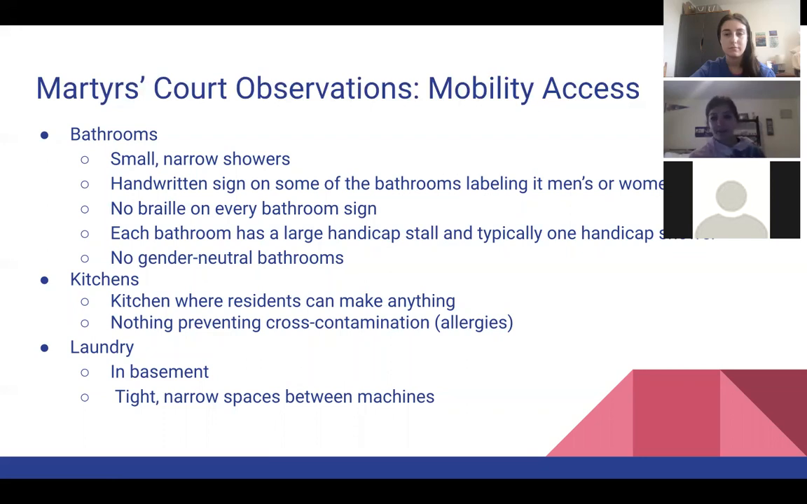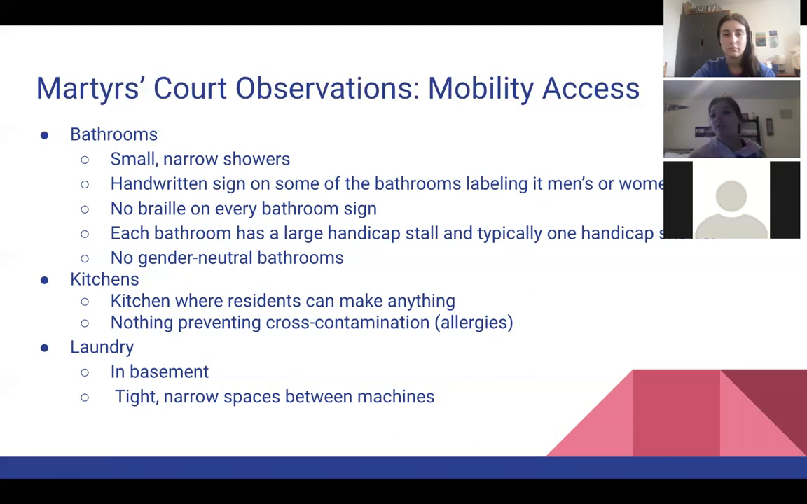The bathrooms themselves are pretty small. The showers are very small and narrow, as well as the bathroom stall, although there is typically 1 handicap stall in almost each bathroom, and 1 handicap shower. But even so, if they're wide enough and large enough for a wheelchair user to access, there's no way for them to actually get into this bathroom because they can't get into the building with all the stairs. And there's no gender neutral bathrooms.